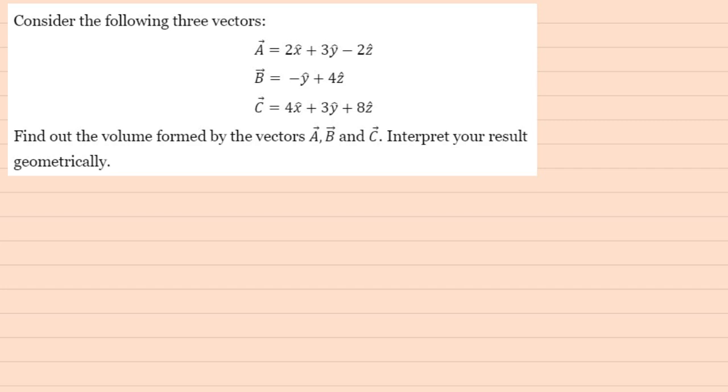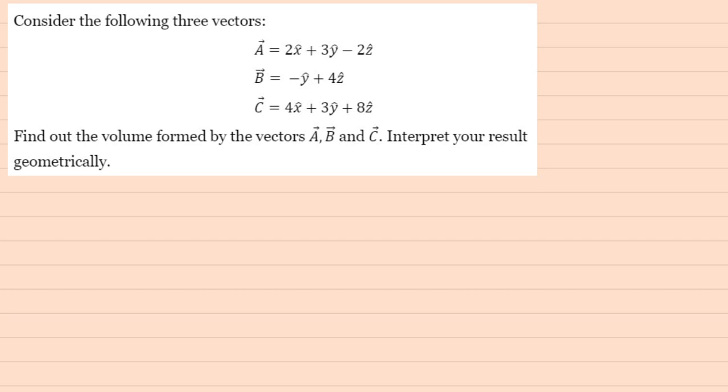Now the question is actually a two-parter. The first part talks about finding out the volume formed by these three vectors. So there are three vectors. We know they create a parallelepiped. It doesn't matter how you say it. So it forms a parallelepiped, and we need to find out the volume of that parallelepiped. So that's the first part of the question.